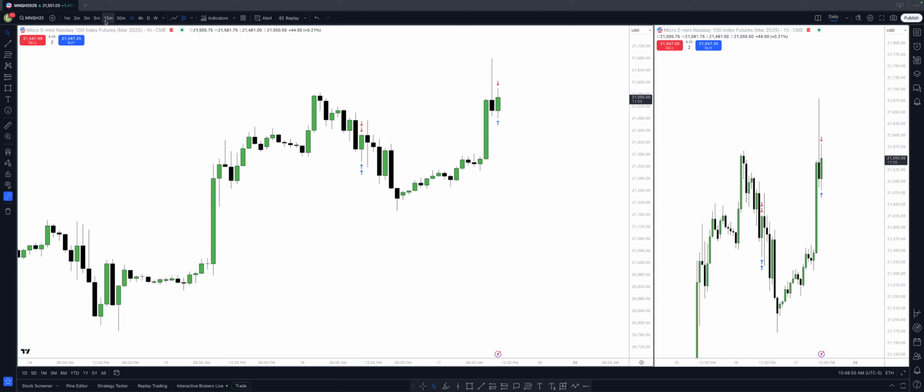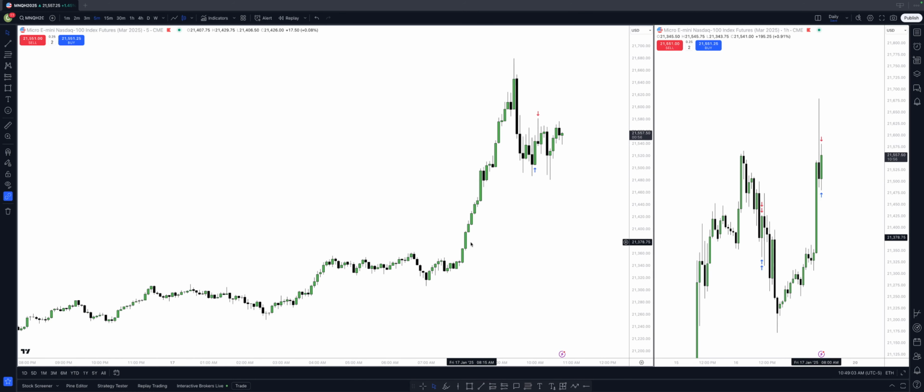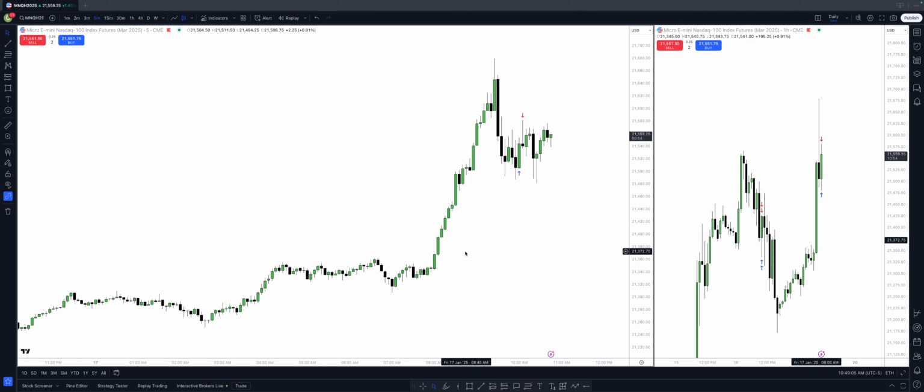Sorry, cutting down to a 5 minute. What are we looking at? We see from 8 o'clock we just expand all the way up. That's pretty much the volume for the day, if I'm being honest. So more than likely, nothing else is gonna happen after that.